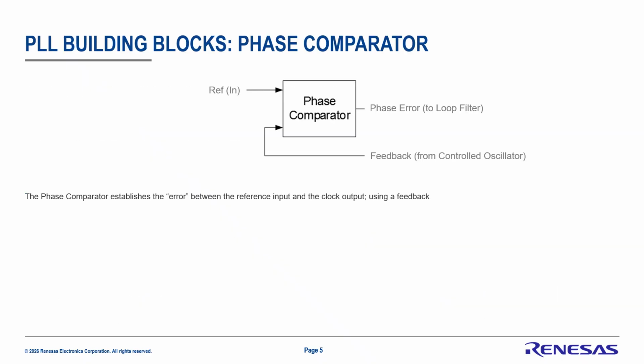So let's look at some of the building blocks. The first one is the phase comparator. The phase comparator establishes an error between the input reference and the clock output. And it does this by using a feedback mechanism, which we'll talk about later.